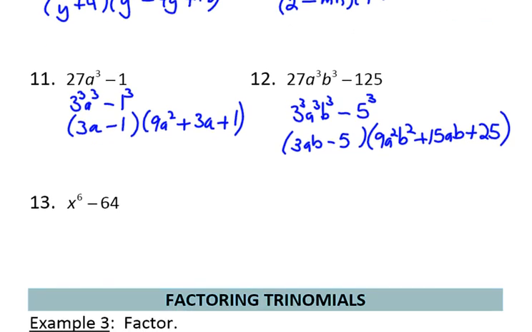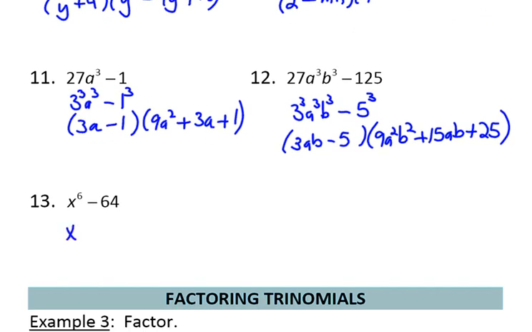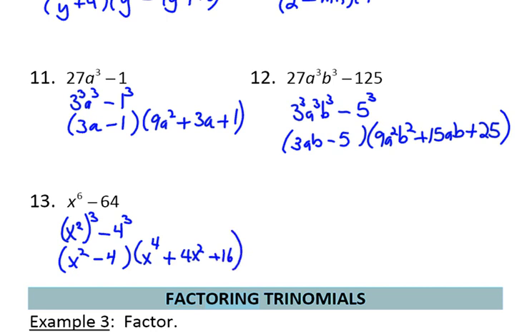And this last example down here, x to the 6th is x squared raised to the third power, so x squared times x squared times x squared, and then minus 4 to the third. When I factor this, this is going to give me x squared minus 4. Then I'm going to square the first term, so that's x squared times x squared, which is x to the 4th. Opposite sign is plus 4x squared, and then plus 16.